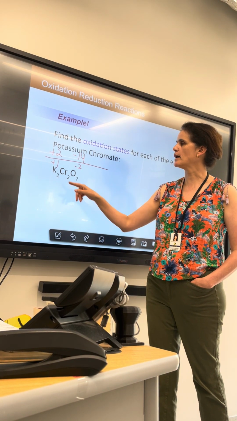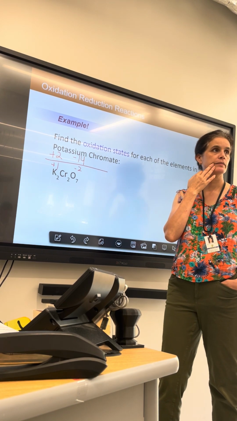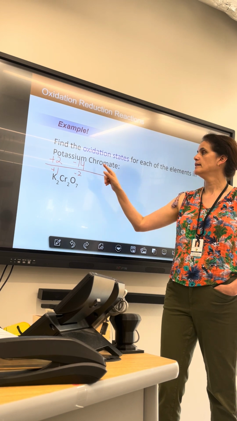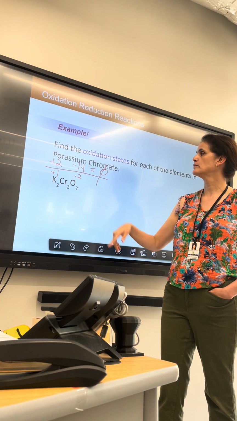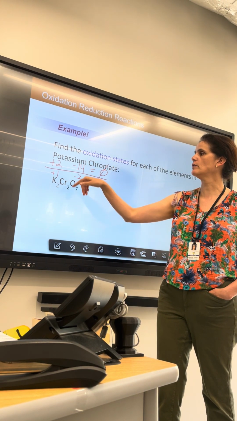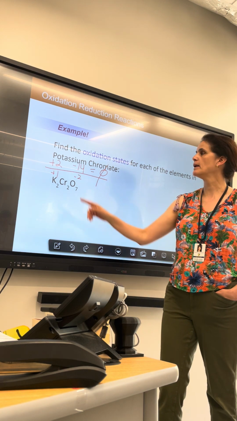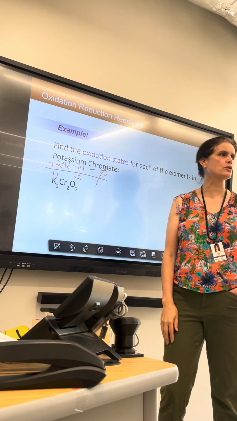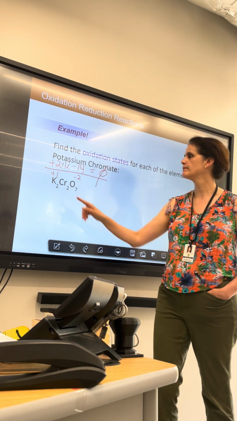So what will be the charge of chromium? The charge of the whole thing is 0. So +2 minus 14, plus 12. +12. So you have 2 chromiums. What's the charge of each chromium? Plus 6. Yep.